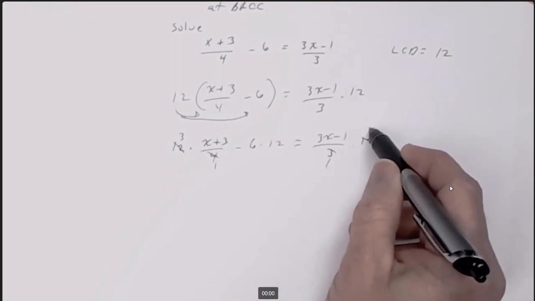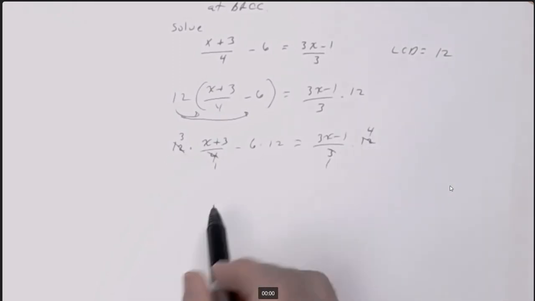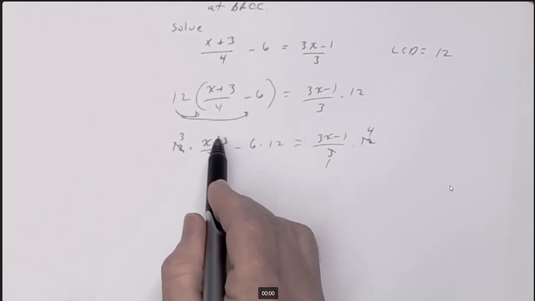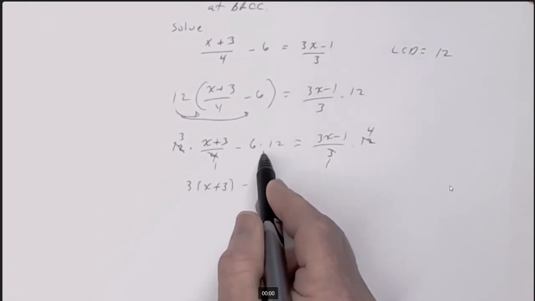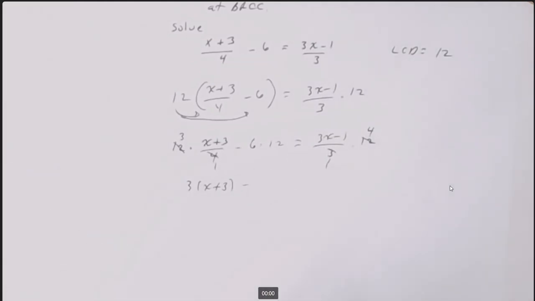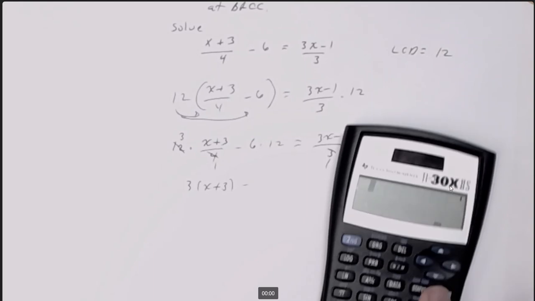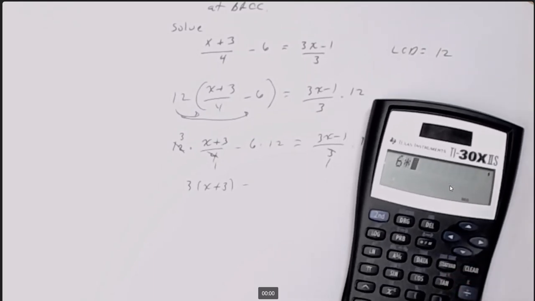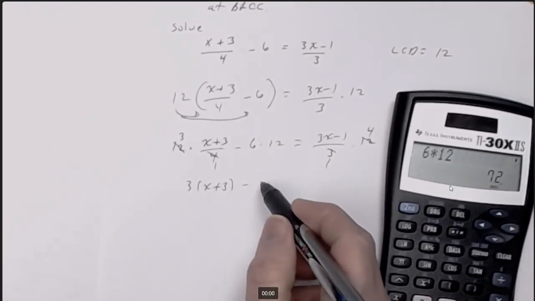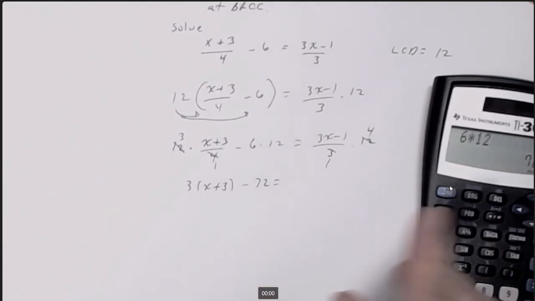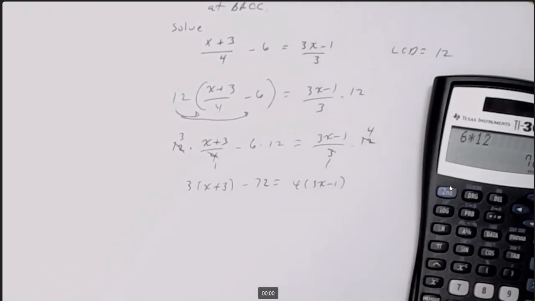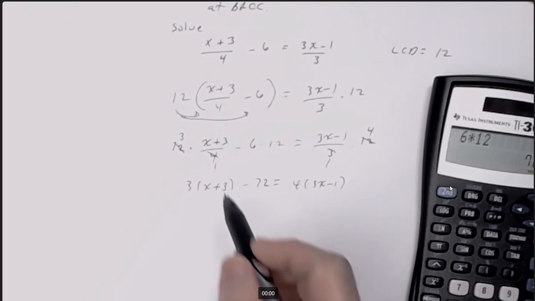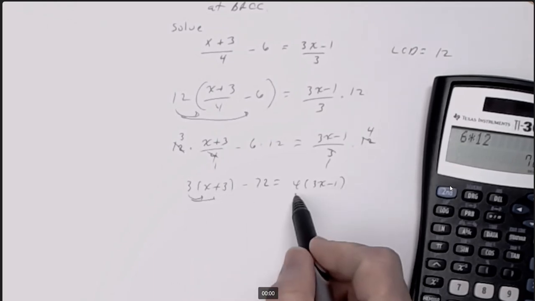We have 3 times x plus 3, so notice x plus 3 is in parentheses, minus 6 times 12. And you have access to a calculator, so use your calculator if you have to. 6 times 12, right? 72. Equal, and then 4 times 3x minus 1. So notice I no longer have any fractions. So I have this linear equation. So I'm going to use the distributive property again. I'm going to do it twice, use the distributive property twice to get rid of the parentheses.